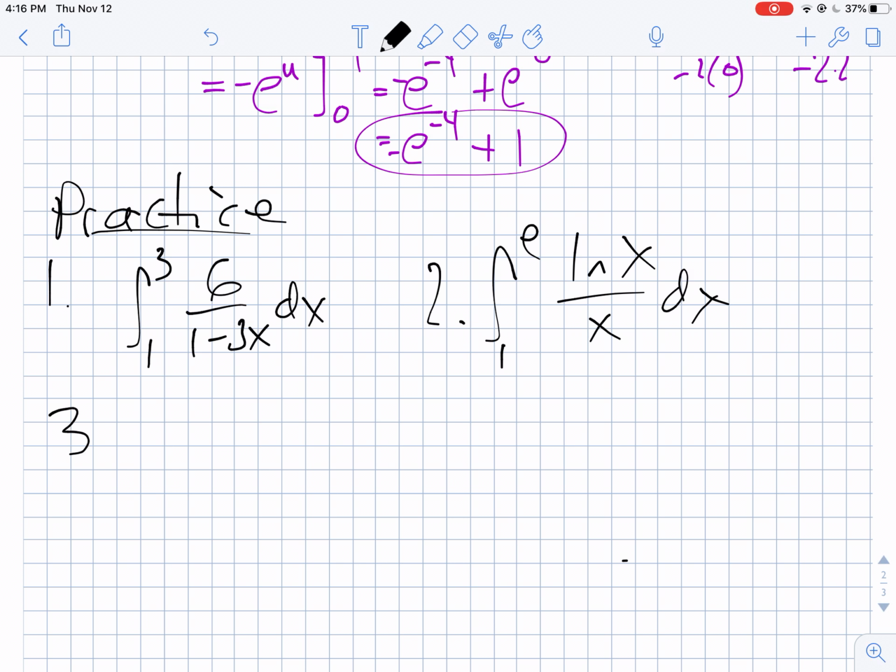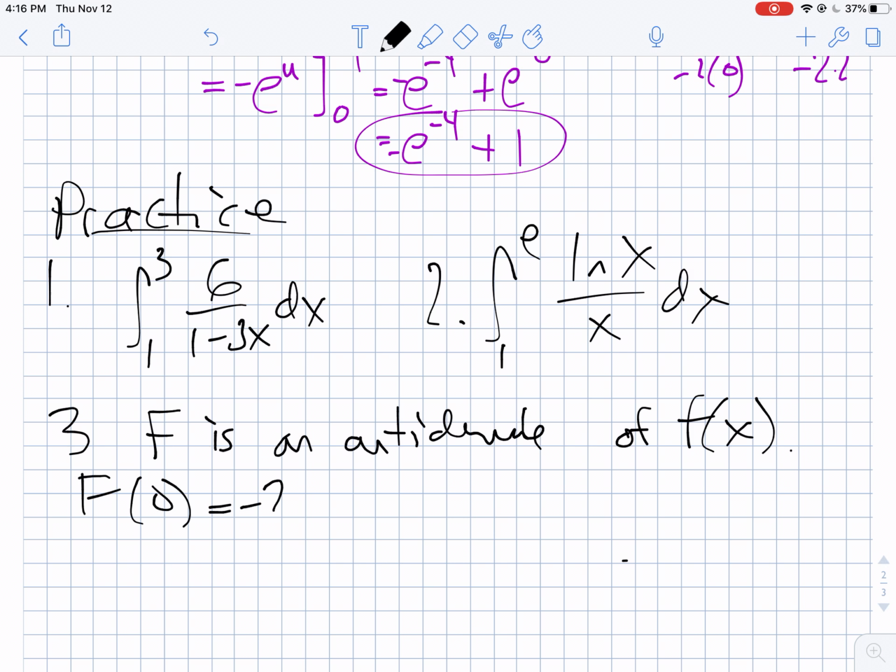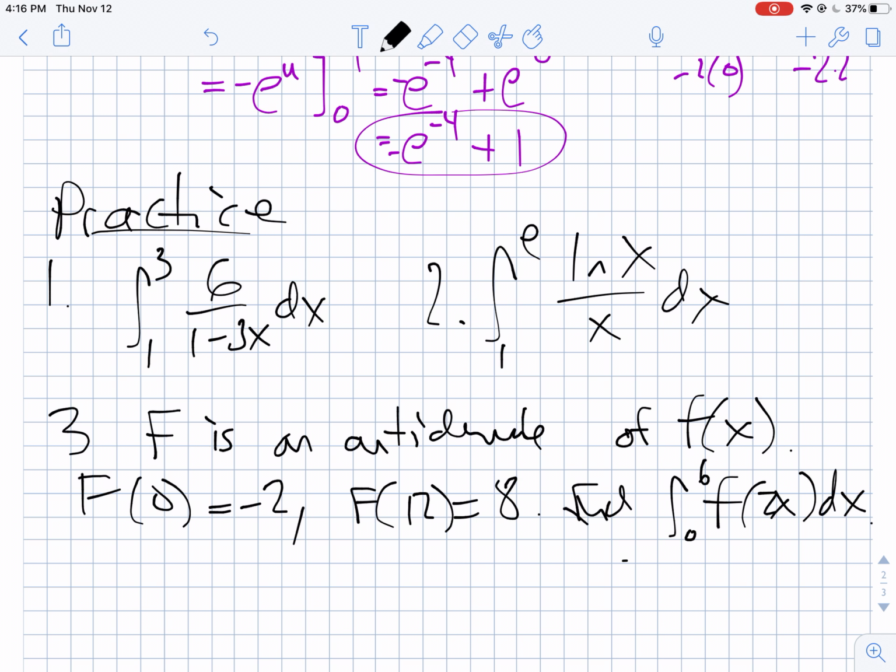And now I want to give you this problem. I'm going to tell you that capital F is an antiderivative of little f of x. And I'm going to tell you that big F of 0 equals -2, and big F of 12 equals 8. And I'm going to ask you to find the integral 0 to 6 of f of 2x dx. Okay, now go ahead and pause the video. These problems should take you about 8 minutes to complete, and then we'll come back and go over.